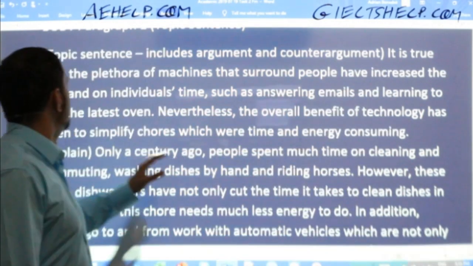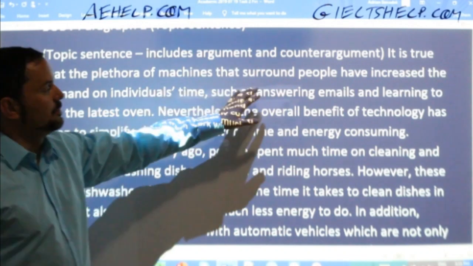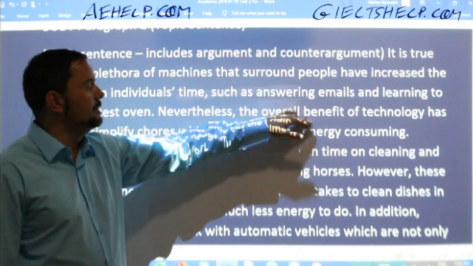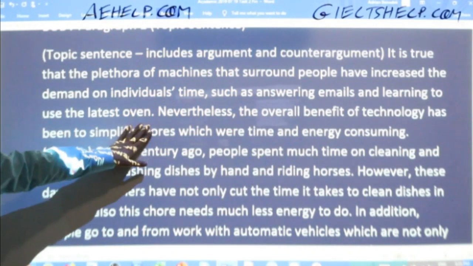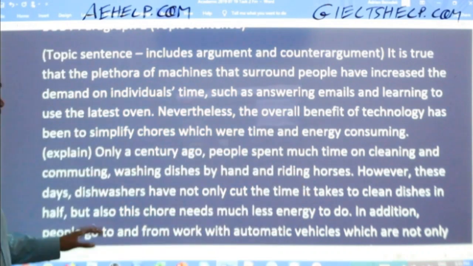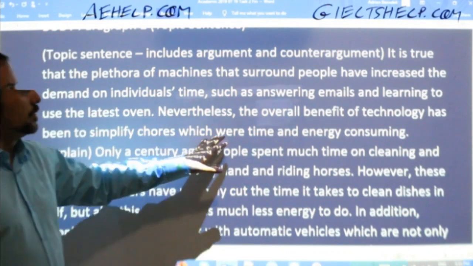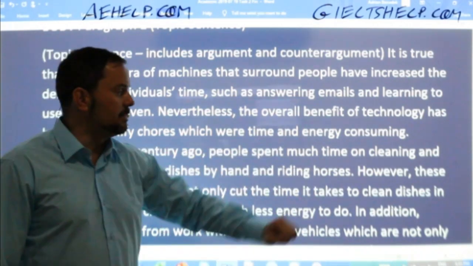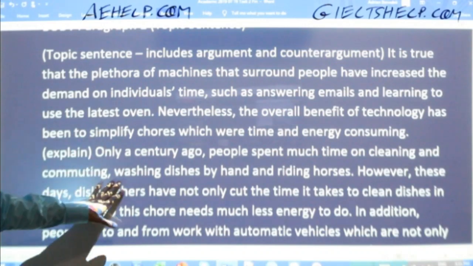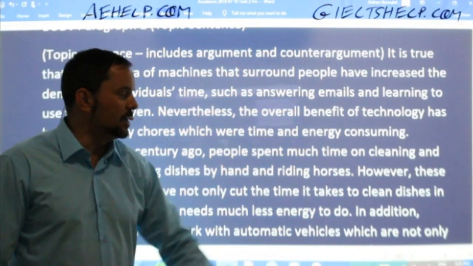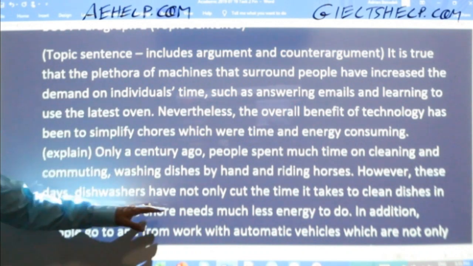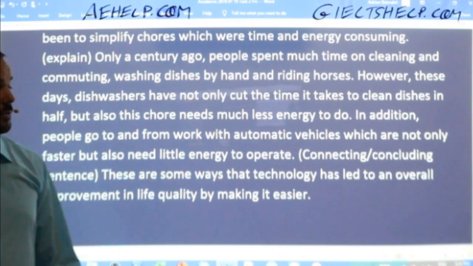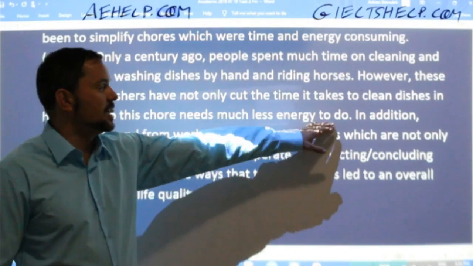It is true that the plethora of machines that surround people have increased the demand on individuals' time, such as answering emails and learning to use the latest oven. Nevertheless, the overall benefit of technology has been to simplify chores which were time and energy consuming. Only a century ago, people spent much time on cleaning and commuting, washing dishes by hand, and riding horses. However, these days, dishwashers have not only cut the time it takes to clean dishes in half, but also this chore needs much less energy to do.